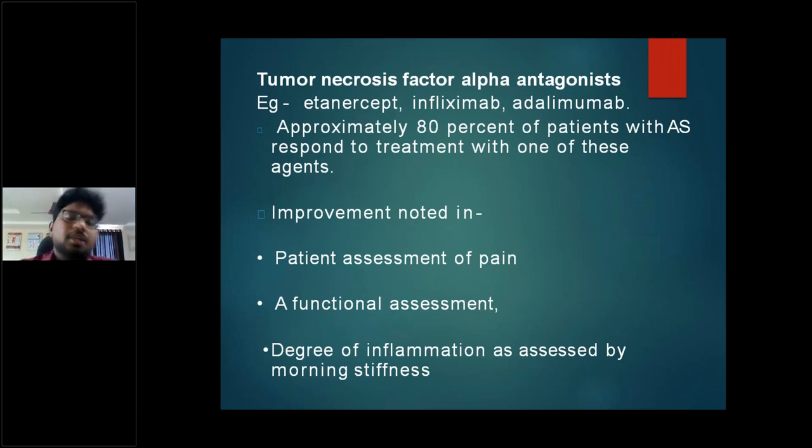Okay, we have to see the improvement in the patient's assessment of pain and functional status. And the inflammation is assessed by morning stiffness. So 80% of the patients respond to the treatment with TNF-alpha. What is the problem with TNF-alpha? If the patient is having some latent tuberculosis, after giving infliximab, what will happen? It can cause the reactivation of the tuberculosis. So before giving TNF-alpha inhibitors, what will you do for TB? Mantoux test you have to do. And only then we go ahead with TNF-alpha antibodies.